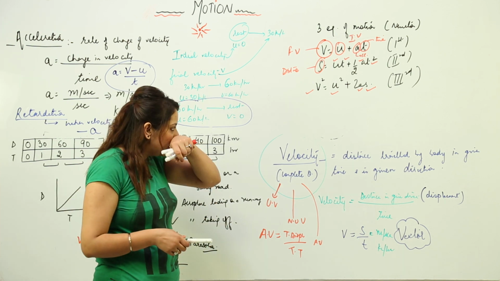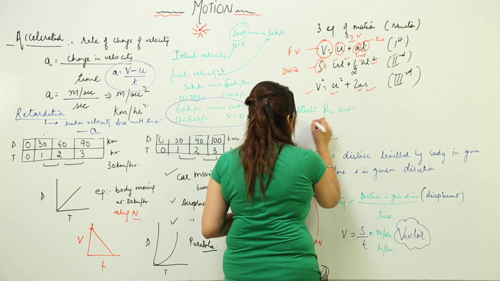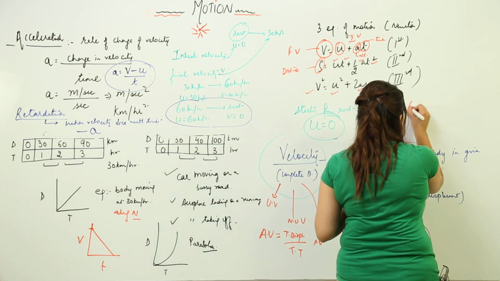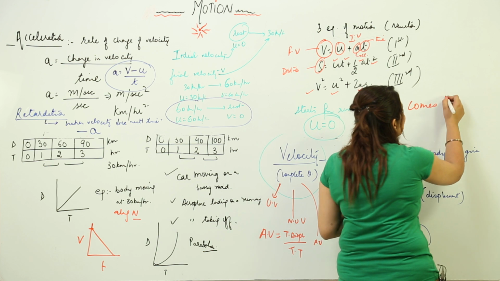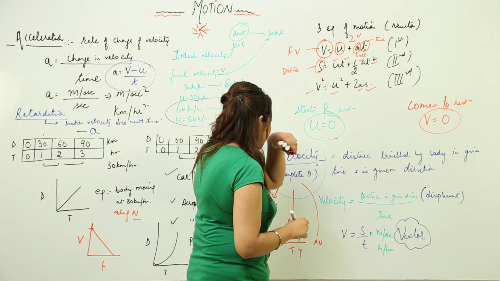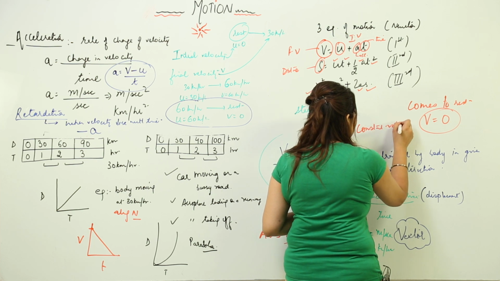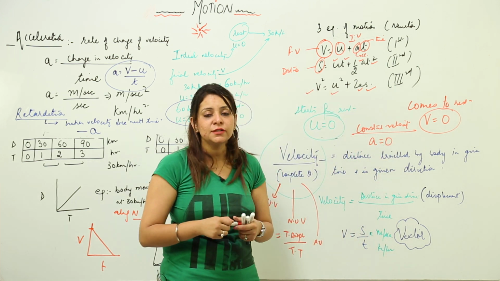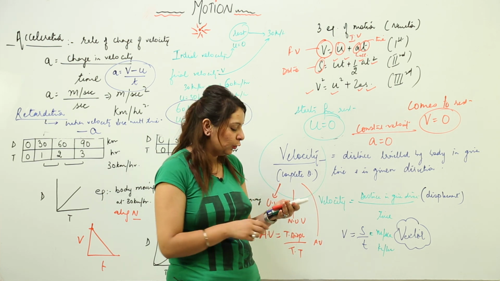Before we take them, I just want you to remember one thing: anything that starts from rest means its initial velocity is 0, and anything which comes to rest, say a scooter moving at 30 km per hour and suddenly brakes are applied and it comes to rest, means final velocity is going to be 0. And if you get a question like this, a body is moving with constant velocity, that means velocity is not changing. So in that case, acceleration is going to be 0, because acceleration is change in velocity, but the velocity isn't changing, so we can write acceleration is equal to 0.